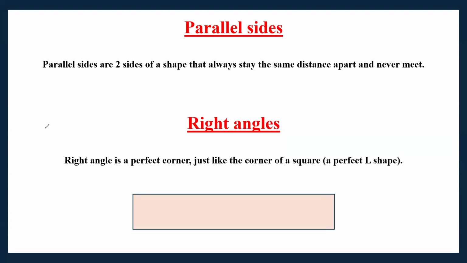So now that we know what parallel sides are, and we know what right angles are, this is all we need to know to be able to identify any quadrilateral, any four-sided shape, okay? So what we're going to do is take a look at some different four-sided shapes, some different quadrilaterals, and decide what they are based on their properties, okay? Based on what makes them up, based on how they've been created.